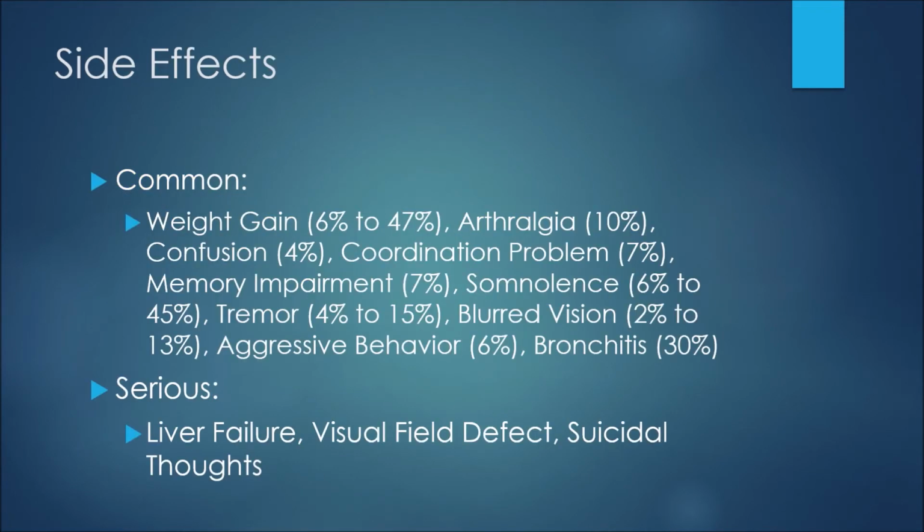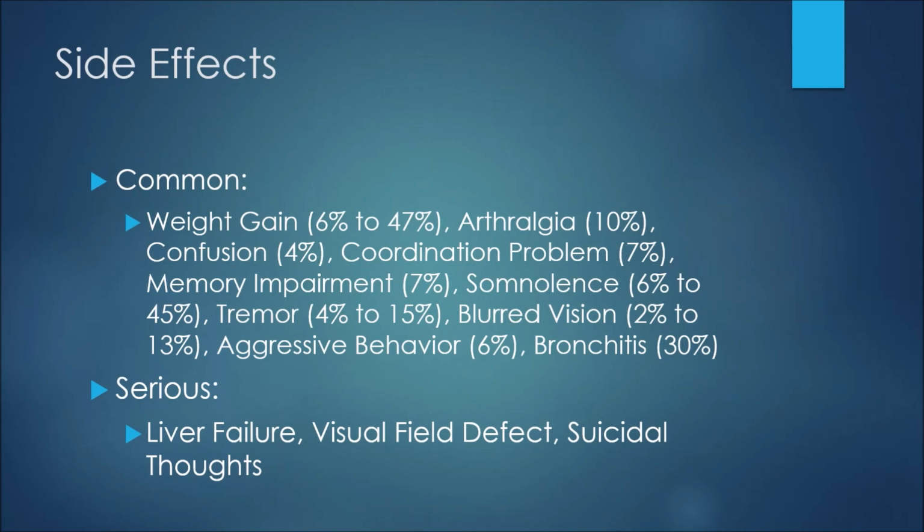As with all medications, there are some side effects or adverse reactions that patients may experience while using Vigabatrin, so we'll go over some of those here now. 6 to 47% may experience weight gain, and 10% of patients may experience arthralgia or joint pain. Confusion may happen in 4% of patients, and 7% of patients may experience a coordination problem. Memory impairment may happen 7% of the time, and somnolence may happen 6 to 45% of the time.